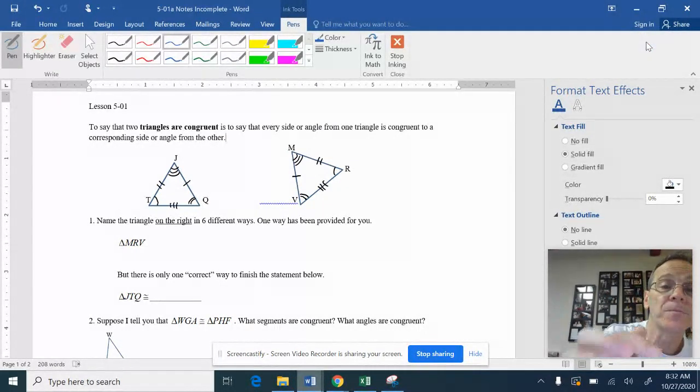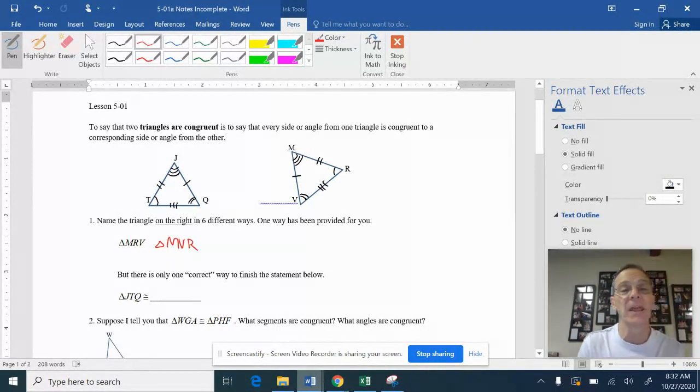All right, so hopefully you've taken the time to do that now. Triangle MRV is one name. Triangle MVR, that would be a different name for the same triangle. And those are the only two ways I can begin the name of the triangle with the letter M.